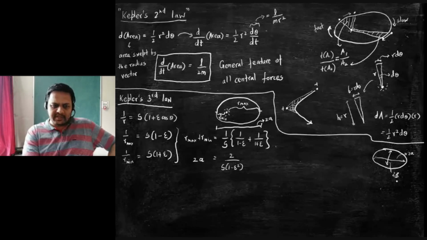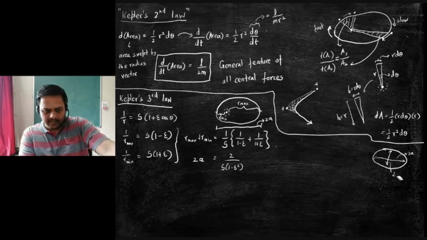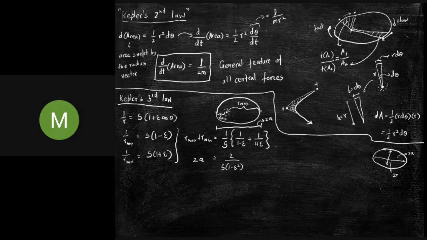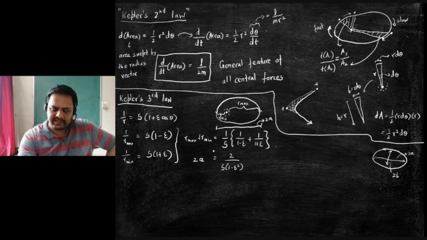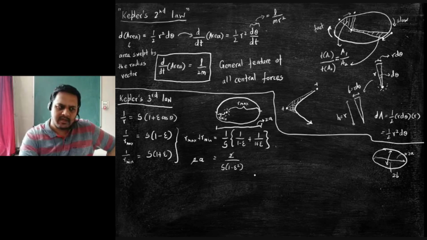Are you familiar with this or not? Yes, sir. So this will be 2A, na? R max plus R min, because both are along the major axis. 2 and 2 cancel and you will get this. Barabar hai.